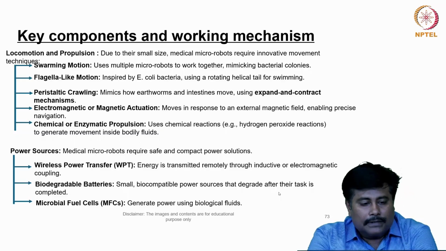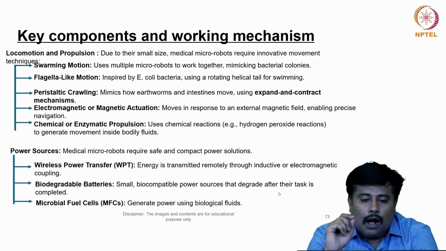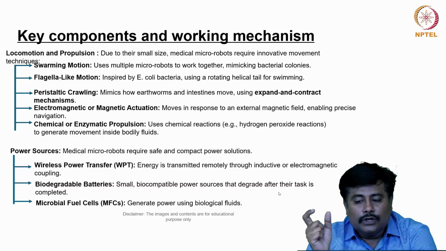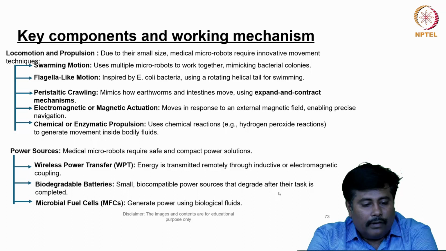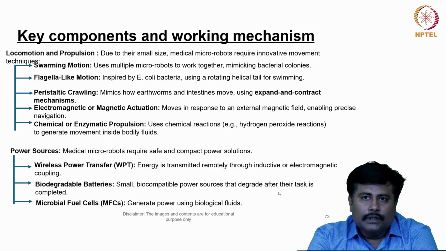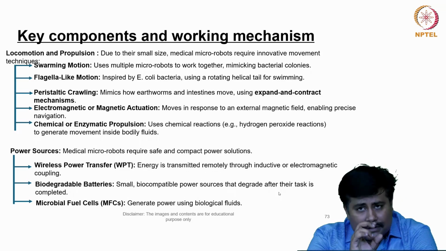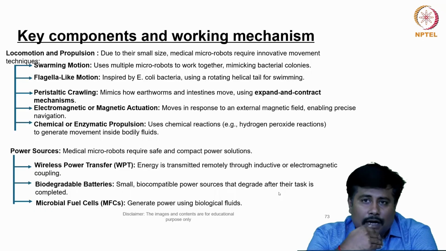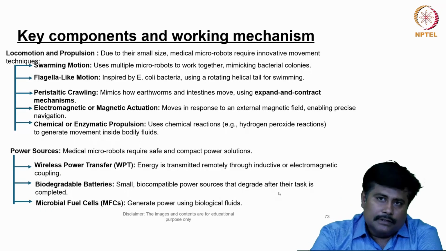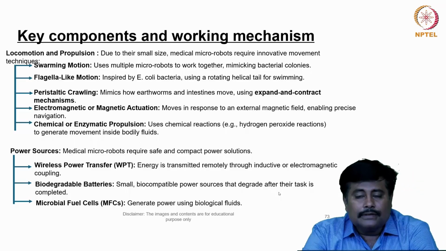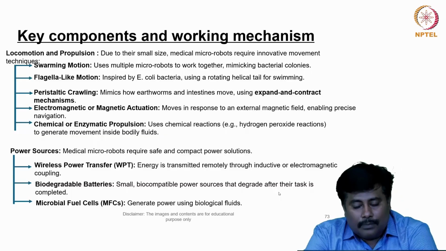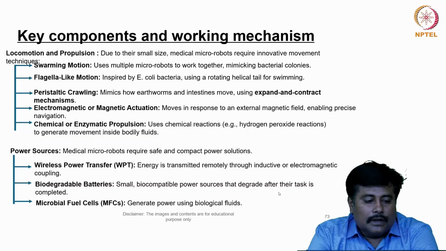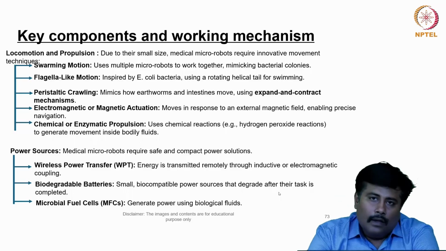Then we have peristaltic crawling, which mimics how an earthworm and the intestine move using expand and contract mechanisms. Then we have electromagnetic or magnetic actuation, which moves in response to an external magnetic field and enables precise navigation. Next, chemical or enzymatic propulsion uses chemical reactions, for example hydrogen peroxide reactions, to generate movement inside body fluid.